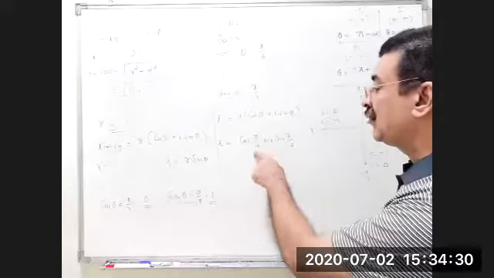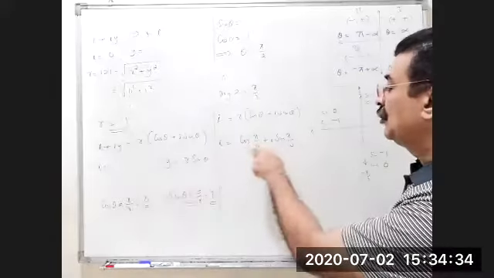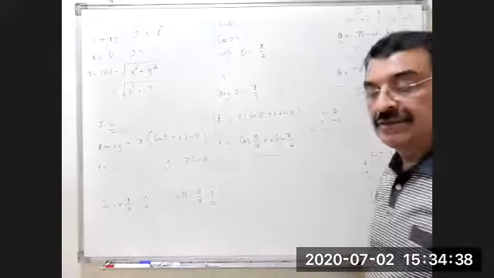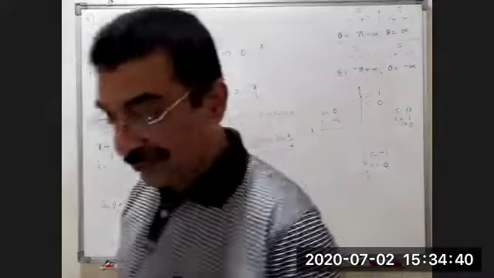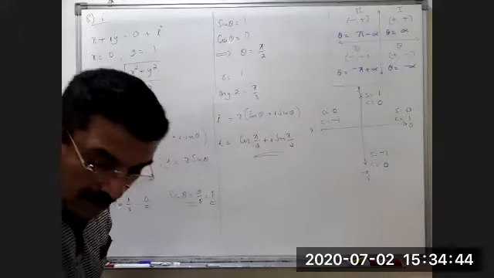Cos pi by 2 means cos 90. Cos 90 is 0. Sin 90 is 1. So 0 plus i into 1, that is 0 plus i. This is the polar form, and I hope you got the idea.